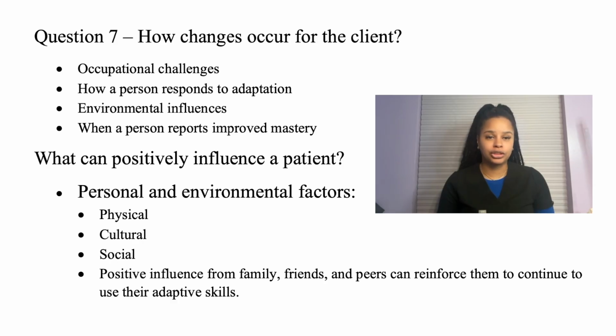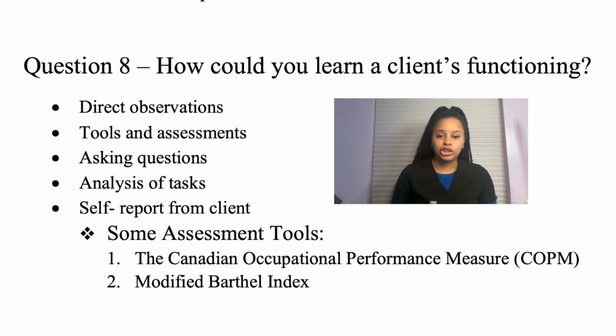To learn about a client's functioning using the OA model, you can observe, look at the occupational profile, and ask questions. For example, here are some questions that you can ask. What are the roles you have in life? Are you a parent, student, worker? What occupations or activities are most meaningful to you? And have you ever experienced a time where you had to adapt or adjust to continue to do something that is important to you?